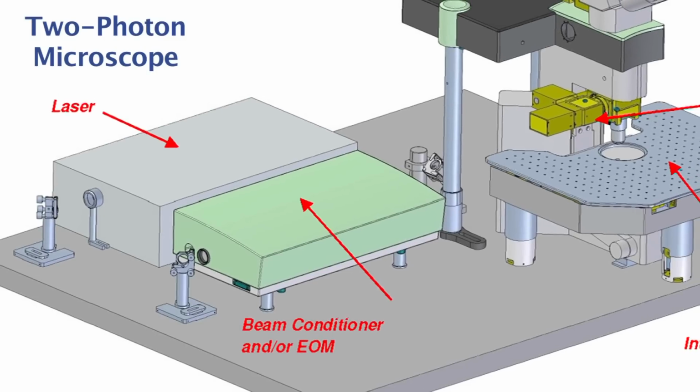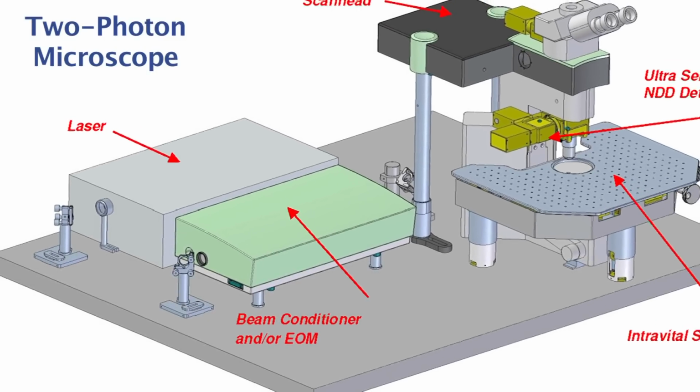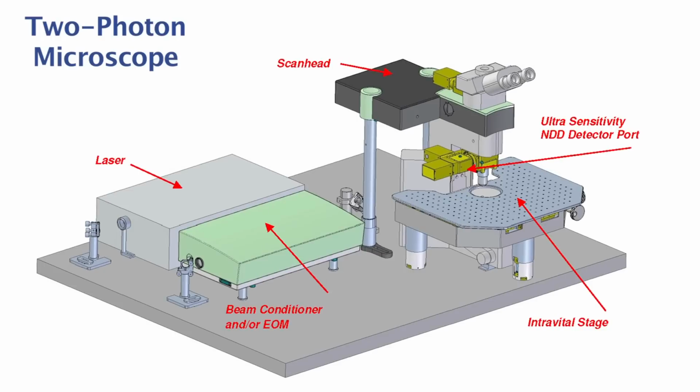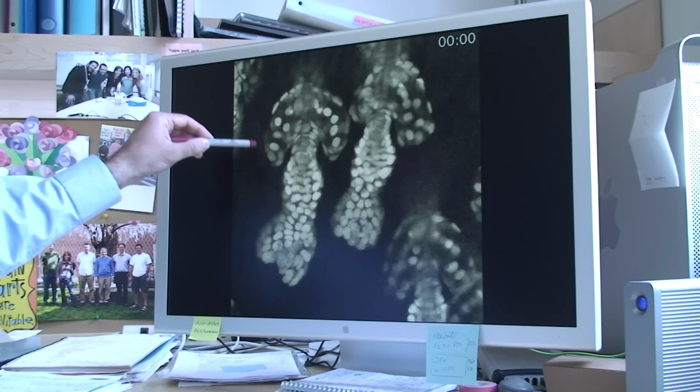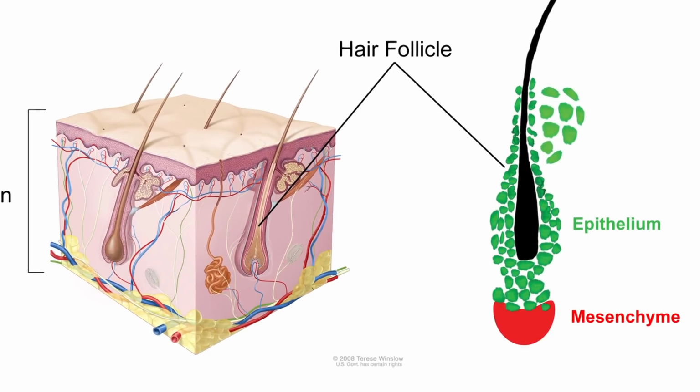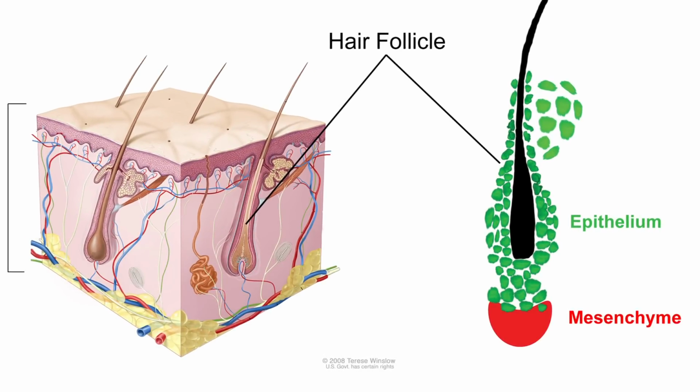The two-photon microscope is a microscope that uses near-infrared light in order to visualize live tissues, because it has the ability to penetrate deeper into the tissue and cause less damage to the tissue. To orient you a little bit, these are hair follicles. These are structures that sit several micrometers below the surface of the skin.